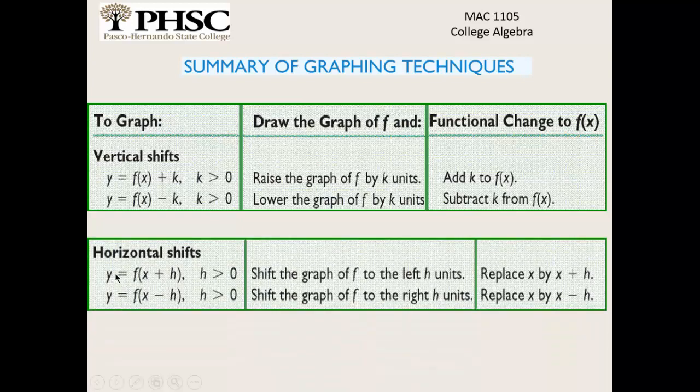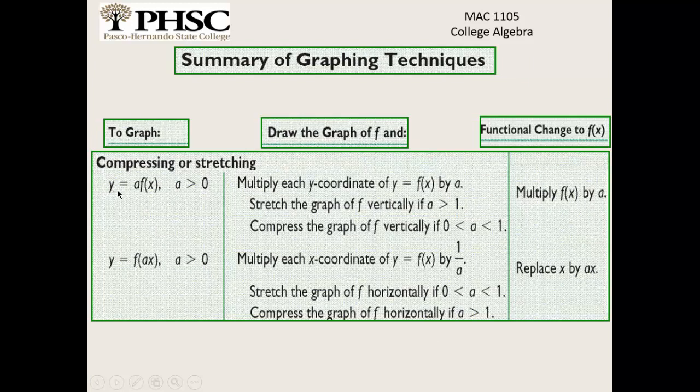Horizontal shifts, y equals f of x plus h. Again, in both of these cases, h is greater than 0. Then you shift the graph of f to the left by h units, and if it's f of x minus h, then you shift the graph of f to the right h units. So you replace x by x plus h or by x minus h.